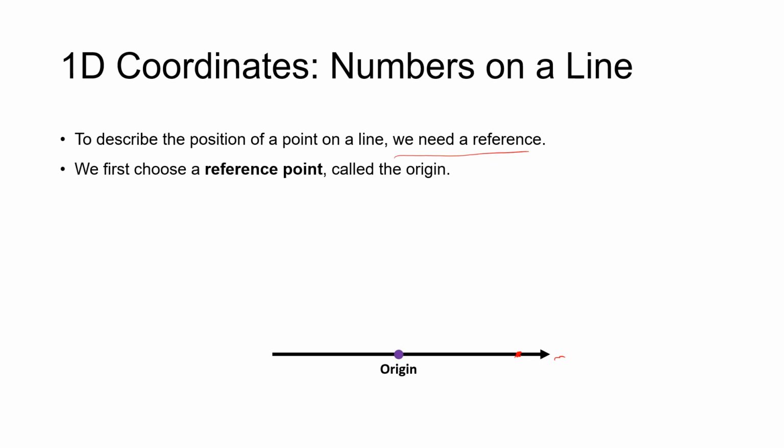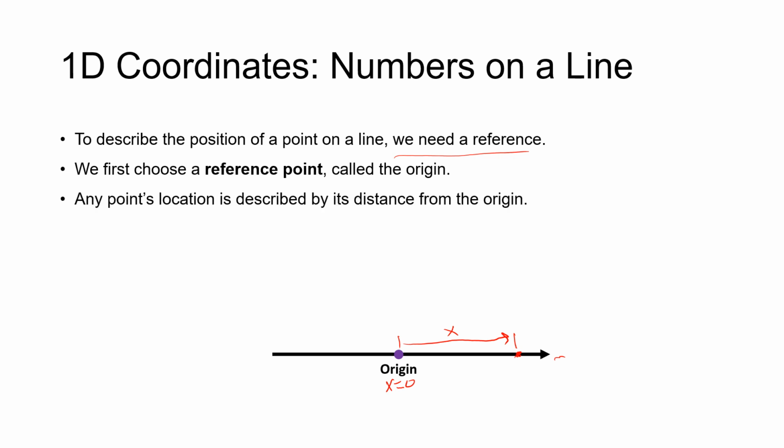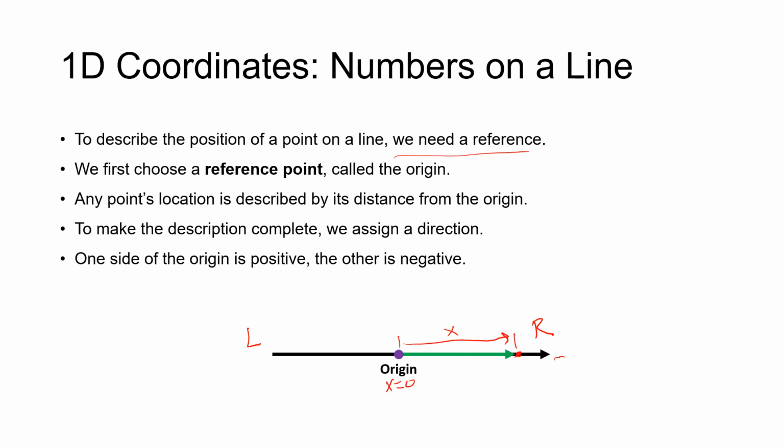If we have a specific point that all the people living on this line agree on, and say they name it the origin, where x equals 0, then I can say my point is at x units from the origin. After that, there is another consideration: whether I'm on the right-hand side of this origin or the left-hand side. If I'm on the right-hand side, I'm in the positive direction. If I'm on the left-hand side, I'm in the negative direction. So this is simply the concept of a coordinate.